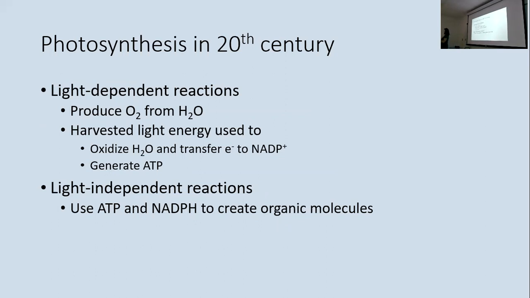We know light-dependent reactions produce oxygen from water that the plant takes in. The plant harvests energy from light to oxidize water, right, to transfer electrons, to generate ATP. And then the light-independent reactions are able to use that ATP and NADPH to create organic molecules, i.e. substance.